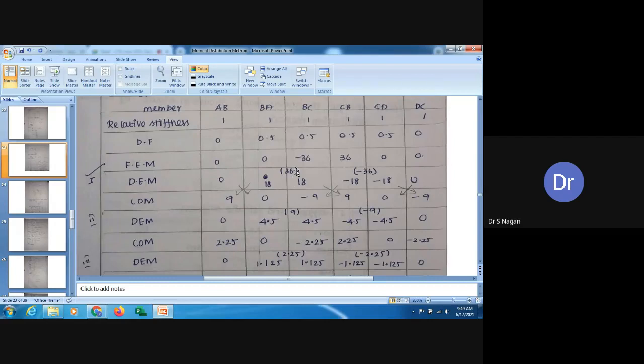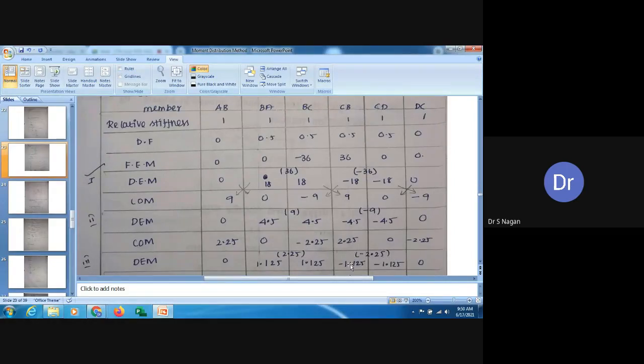Here 36 minus 36 zero. Minus 36 plus 36 zero. So everywhere you should check. And another check is, after completing DEM, after completing COM and DEM, we can add these four values. If I add these four values, I should get zero.